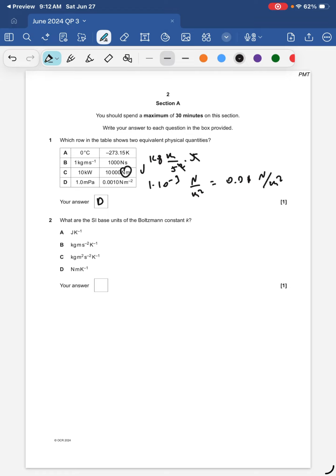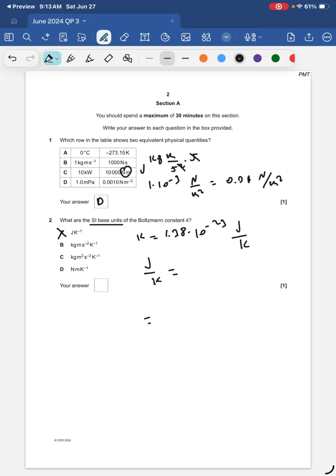Okay, let's move on. 2. What are the SI base units of the Boltzmann constant k? Okay, the Boltzmann constant k is 1.38 times 10 to the negative 23 joules per Kelvin. We don't care about the numerical factor, so it's joules per Kelvin, and it's A, right? No, that's wrong because they tell us base units. Okay, so we have to decompose this joules over Kelvin expression.